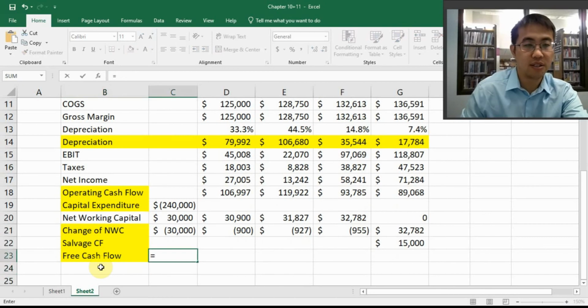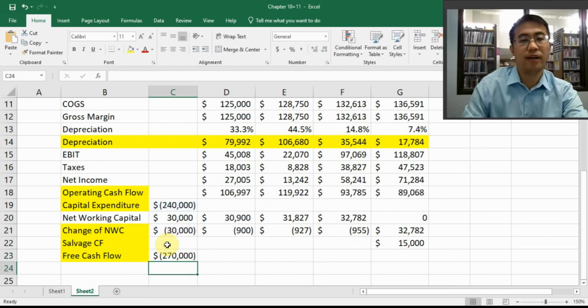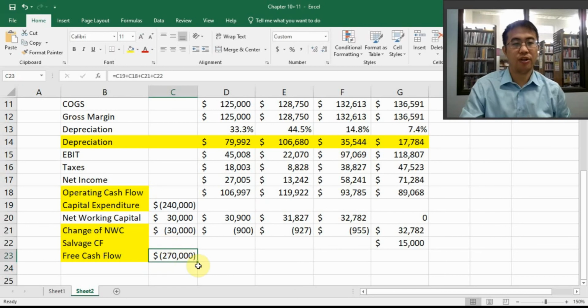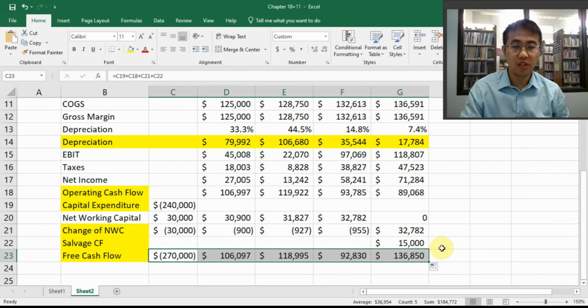Okay, it is the summation of all the four components. One component is here, one component is here. Although it's missing, I still need to incorporate this cell, and then change in net working capital, then salvage cash flow. So I just simply add the four components together to get my free cash flow, and then I just drag it all the way. So this would be the cash flow based on which we conduct capital budgeting analysis, based on which we calculate the internal rate of return, payback period, and above all, net present value.